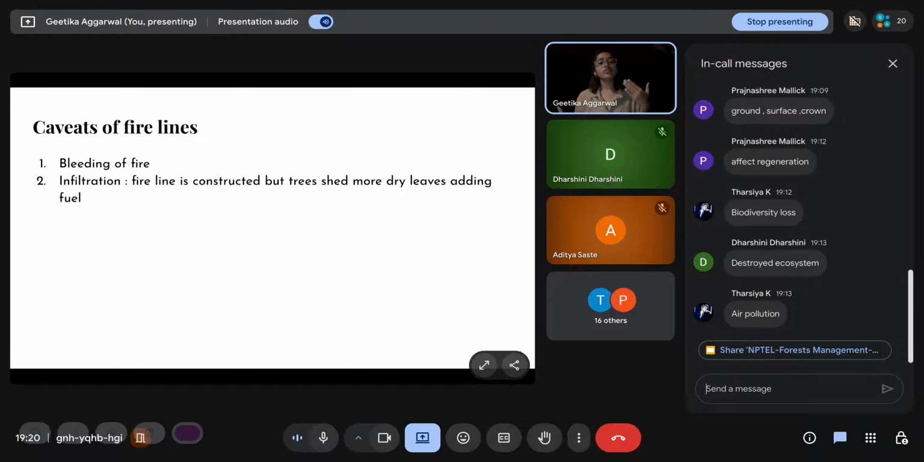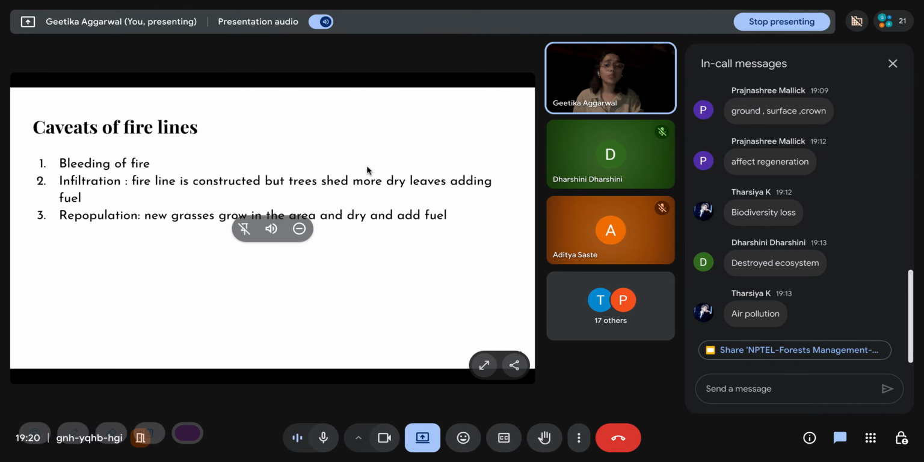But even throughout the system, the trees will keep shedding dry leaves, and these dry leaves can blow towards your fire line, and then again there'll be fuel in your fire line. So now, even if a fire spreads, your fire line will not be able to stop it because new fuel is being added to that particular area. So there's infiltration, there's repopulation.